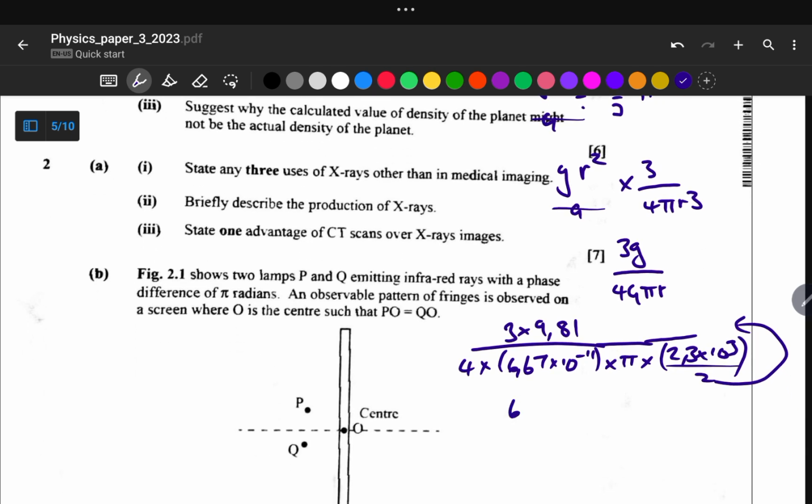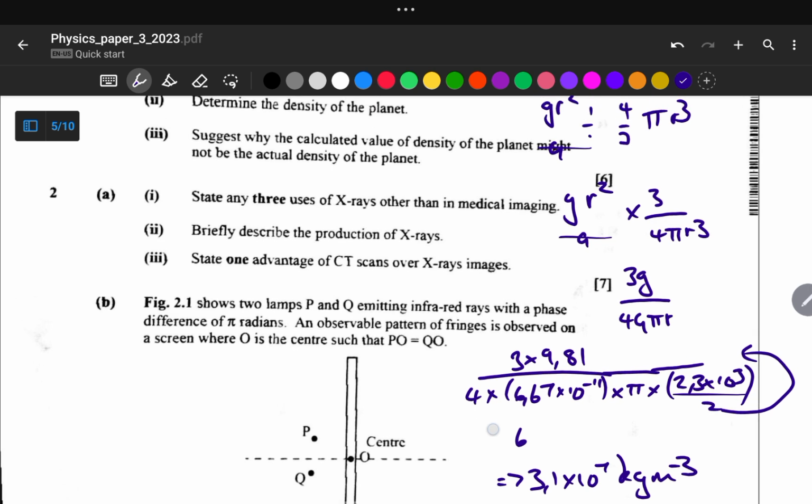Okay, so these two, you can shift these two here to say it is now 6 times 9.81. So let us calculate 6 times 9.81 divided by 4 times 6.67 times 10 to the power negative 11 multiplied by pi multiplied by 2.3 times 10 to the power 3, and our answer is 3.1 times 10 to the power 7 kg per cubic meter. That is our final answer.